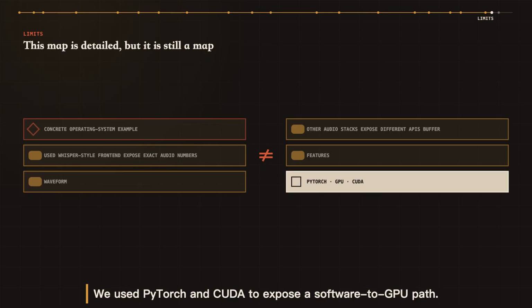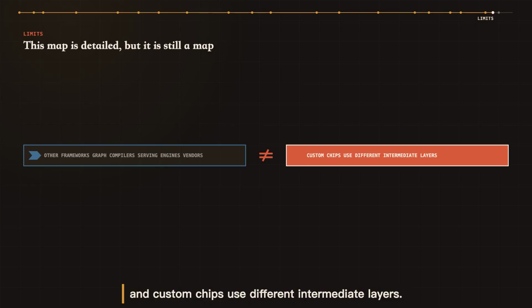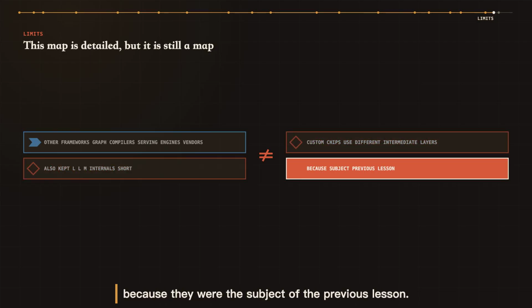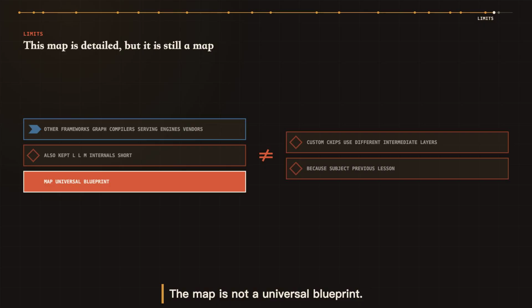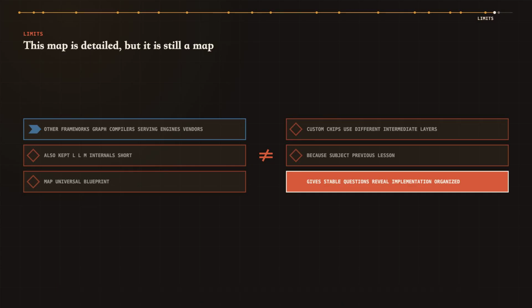We used PyTorch and CUDA to expose a software-to-GPU path. Other frameworks, graph compilers, serving engines, vendors, and custom chips use different intermediate layers. We also kept the LLM internals short because they were the subject of the previous lesson. The map is not a universal blueprint. It gives you stable questions that reveal how an implementation is organized.